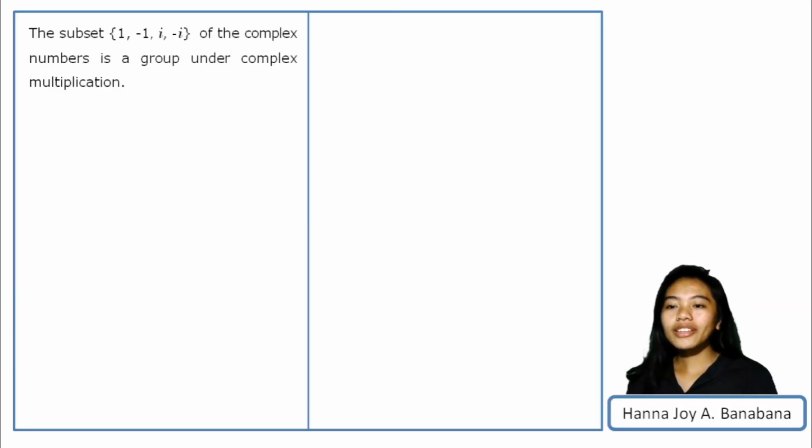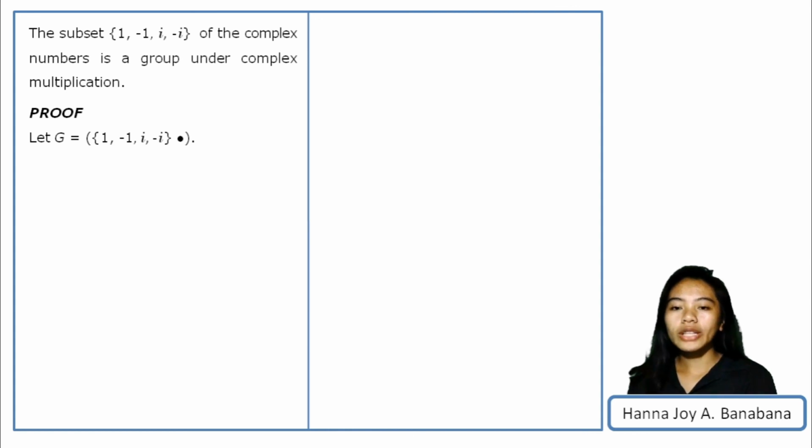So we have here the subset whose elements are 1, -1, i, and negative i of the complex numbers is a group under complex multiplication. So we need to prove this one. And we'll let G be equal to the set of 1, -1, i, and negative i under the operation multiplication.